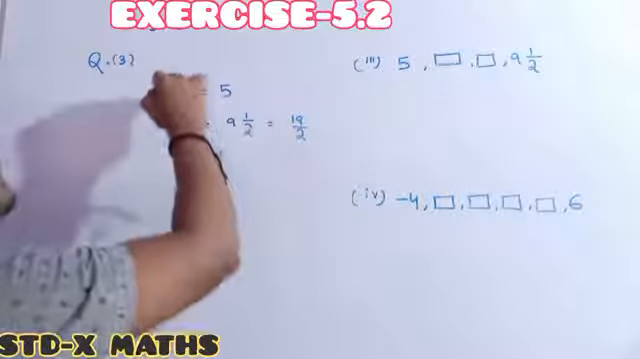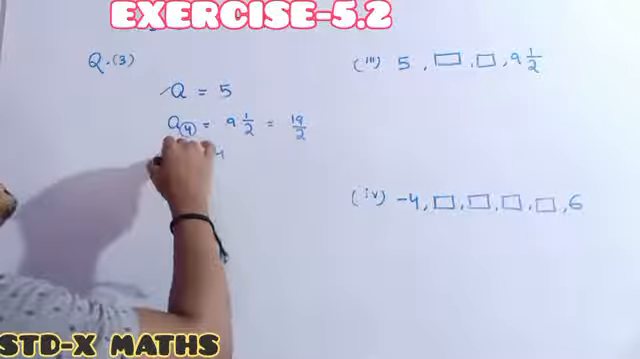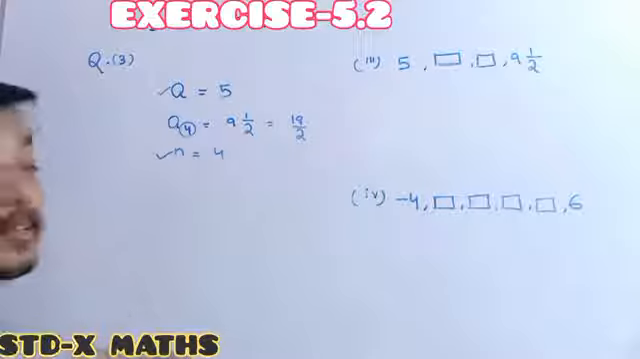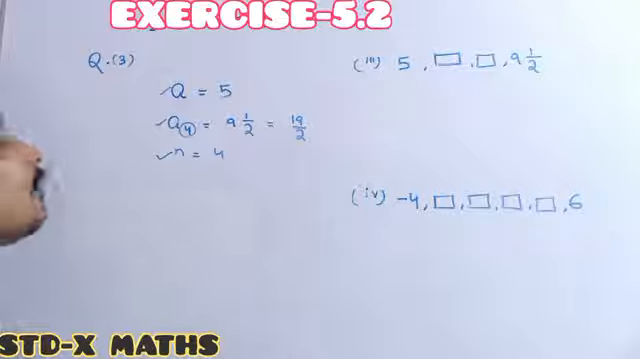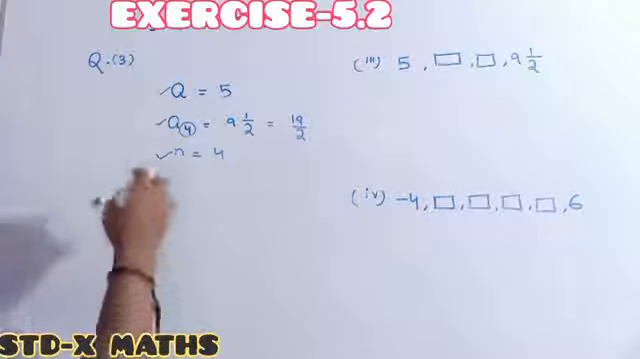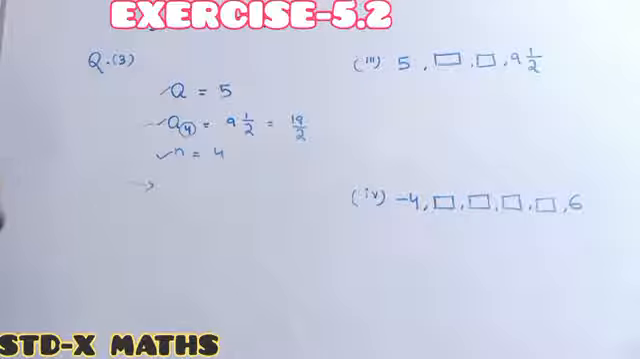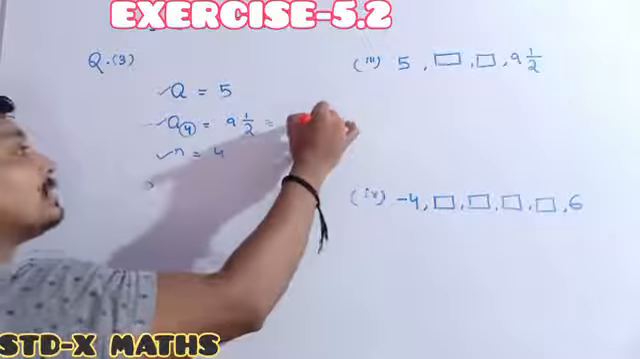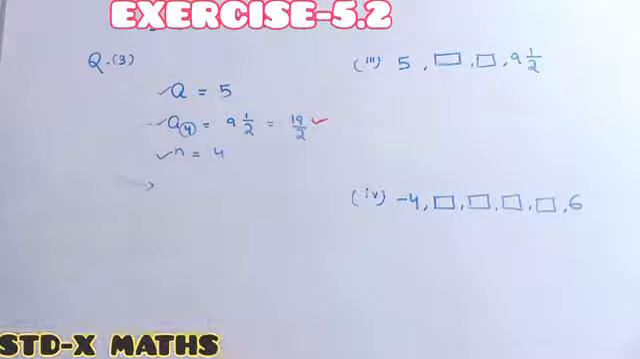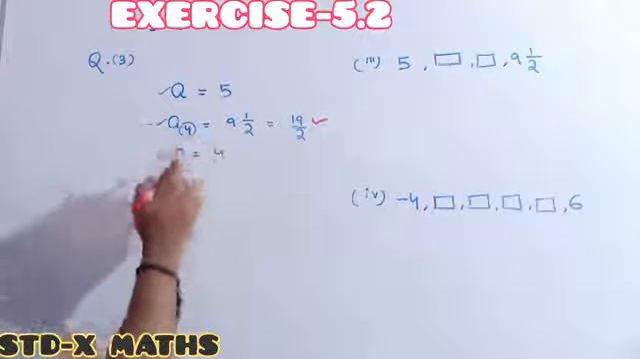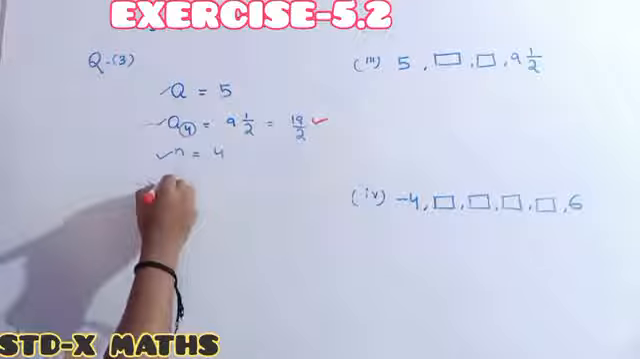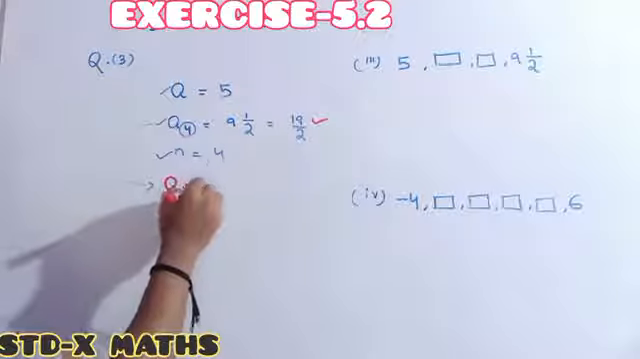See, A is given, n is given, d is not given, but an is given. How to find out the d? Whenever you put the an in this equation, it will always give us the equation. Here an is our a4. See, a4 means a plus 3d.